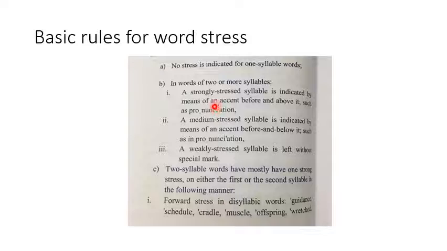The stress is on this syllable. تمام؟ وهي علامتها. طيب, a medium stressed syllable is indicated by means of an accent before and below it. الميديوم stressed syllable بحط له accent before and below. زي كلمة pronunciation وين المقطع الثاني. pronunciation. شايفين this vertical line, هذه الإشارة or vertical sign. هذه معناته إنه المقطع الثاني من هذه الكلمة is medium stressed or secondary stressed.